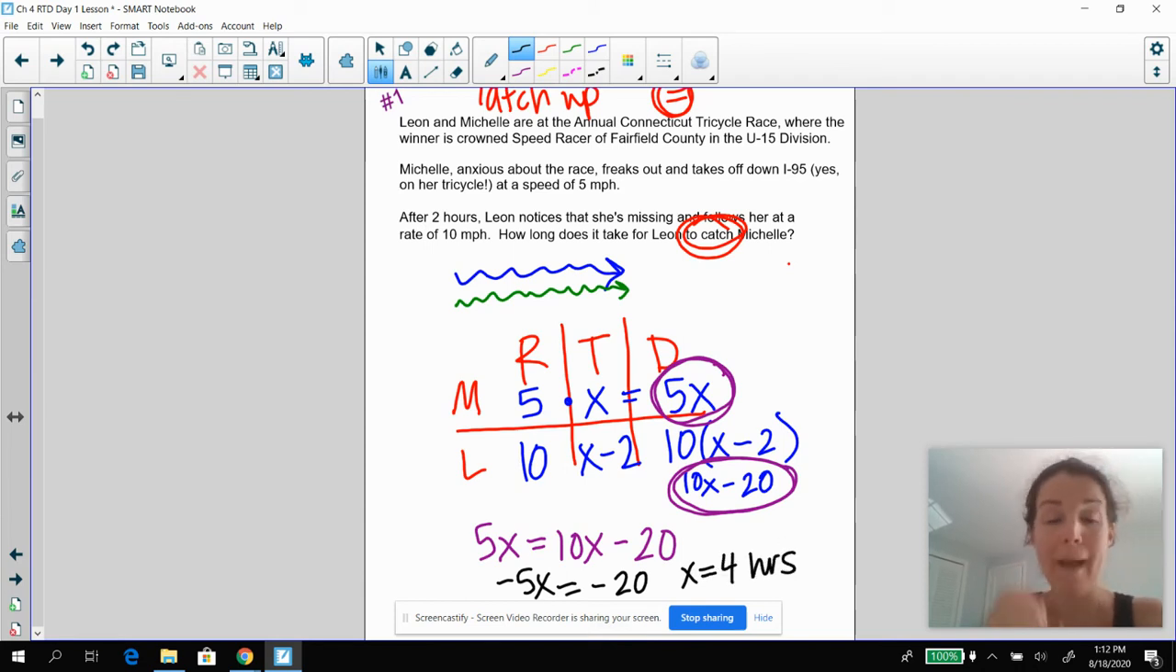But look back at the chart. X stands for the amount of time that Michelle's been running. So Leon has been running for 2 hours fewer. So it takes him 2 hours to catch her. Cool? All right, so that's the first type of problem, called a catch-up problem.